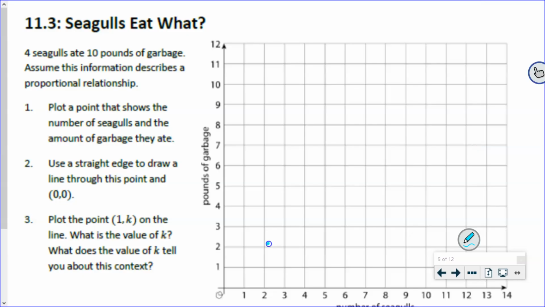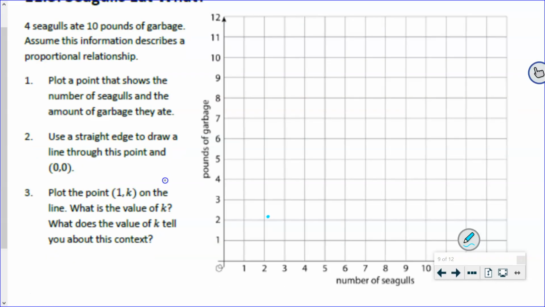Seagulls eat what? This is an interesting problem. I don't know if it's true or not, but it's crazy to think about. 4 seagulls ate 10 pounds of garbage. Assume this information describes a proportional relationship. Plot a point that shows the number of seagulls and the amount of garbage they ate.